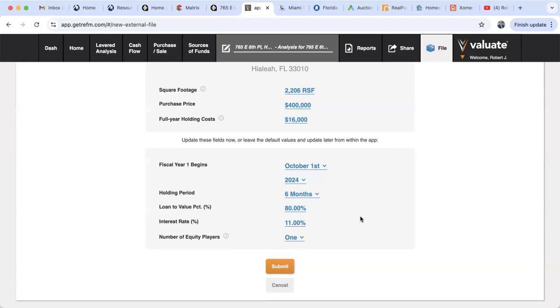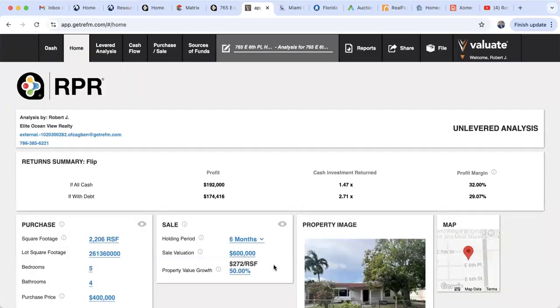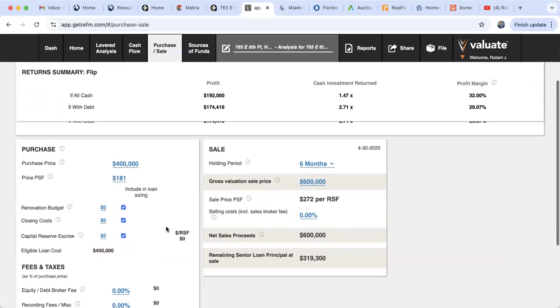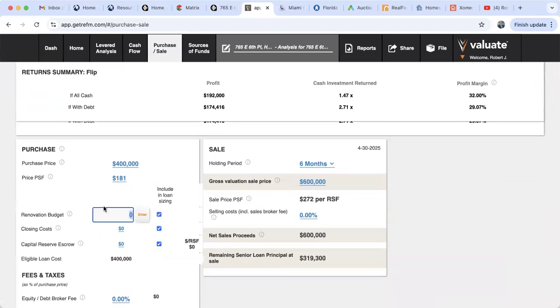All right. Number of equity players, how many partners are involved? 1, 2, or 3. Let's keep it at one person making this investment, and then we're going to go ahead and click on submit. All right, next up, we're going to go here to where it says purchase and sale at the very top. We're going to go to purchase and sale, and for renovation budget, we're going to enter how much we expect to spend to renovate this property.